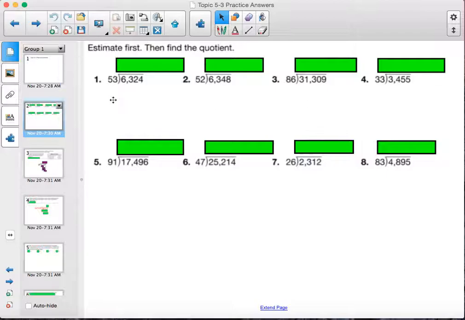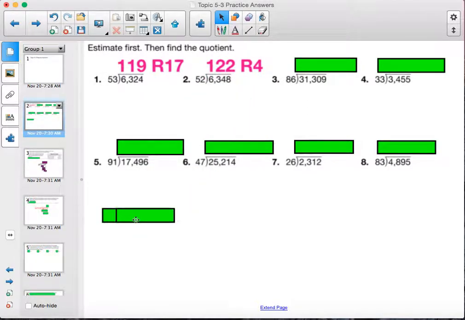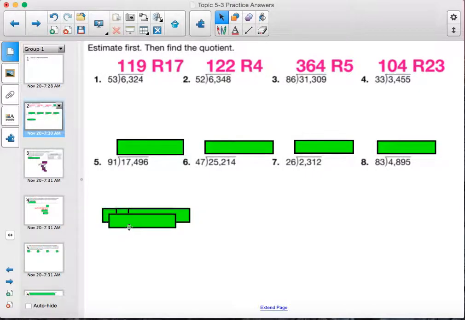Here we go. Problem number 1, we have 6,324 divided by 53. The correct answer is 119 with a remainder of 17. You should have 119 remainder of 17. Number 2, you have 6,348 divided by 52. The correct answer is 122 with a remainder of 4. Number 3, the correct answer is 364 with a remainder of 5. Number 4, the correct answer is 104, remainder of 23.